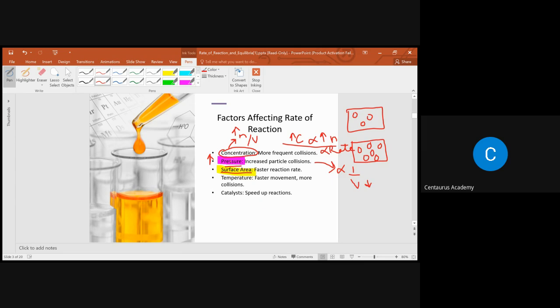So, for instance, we just looked into how concentration and pressure directly increase the frequency of the collisions, which is why they subsequently increase the rate of reaction. Next, we see that increasing the surface area. What do we mean by increasing or decreasing the surface area? Can someone tell me?